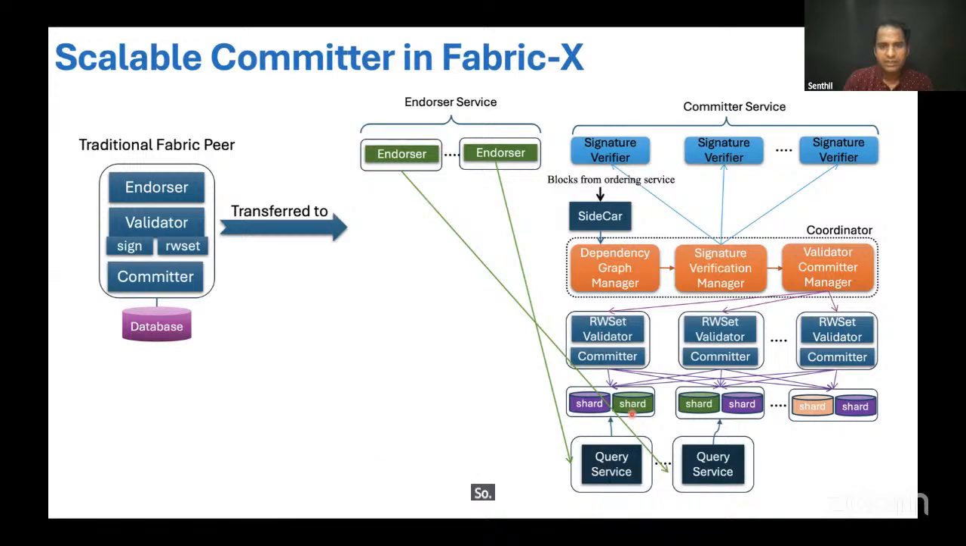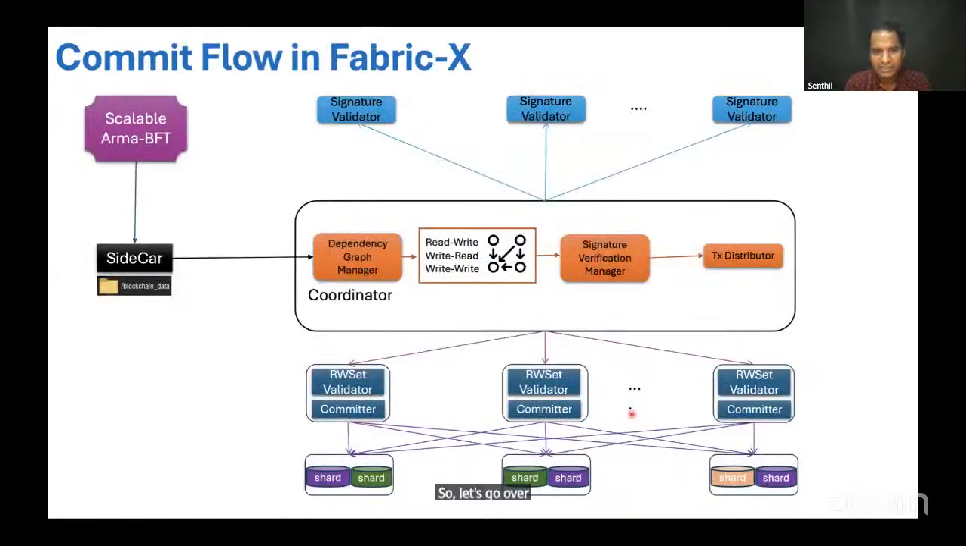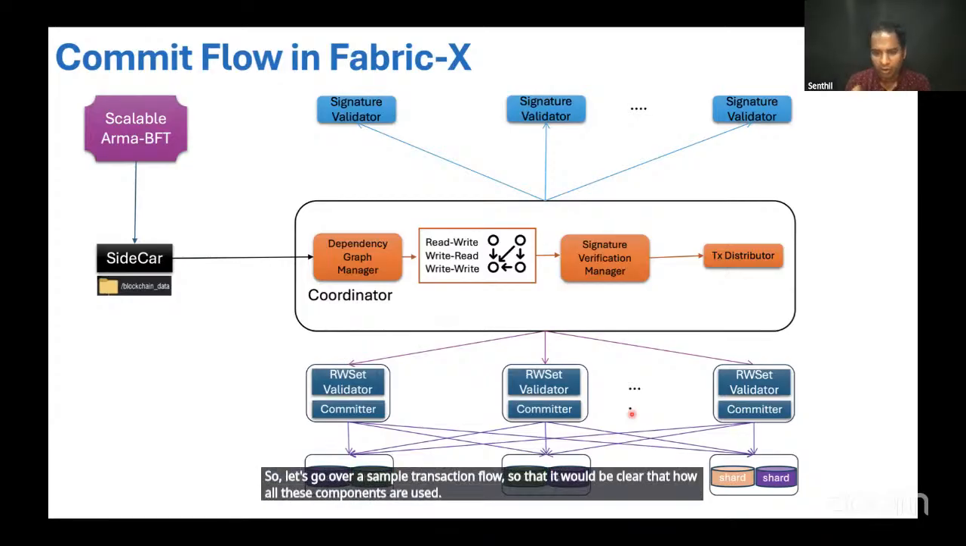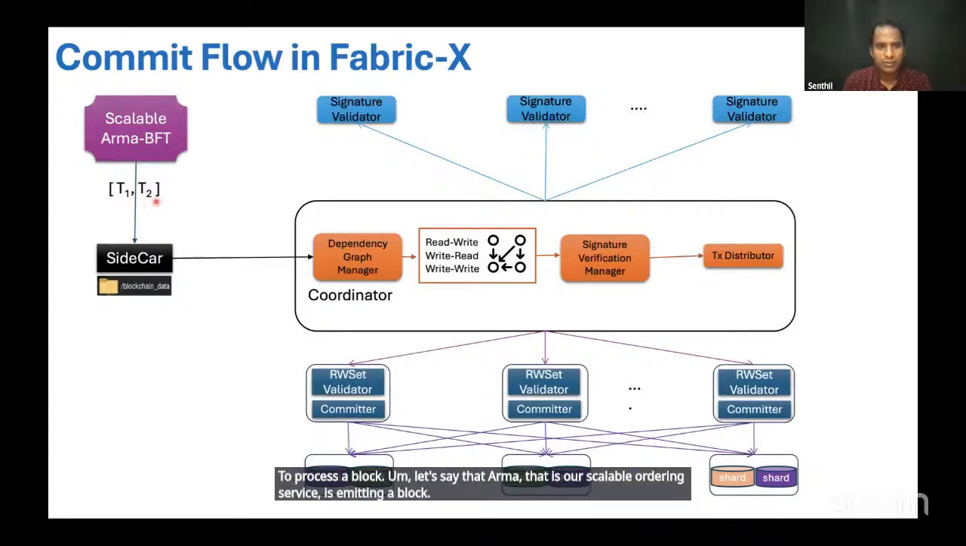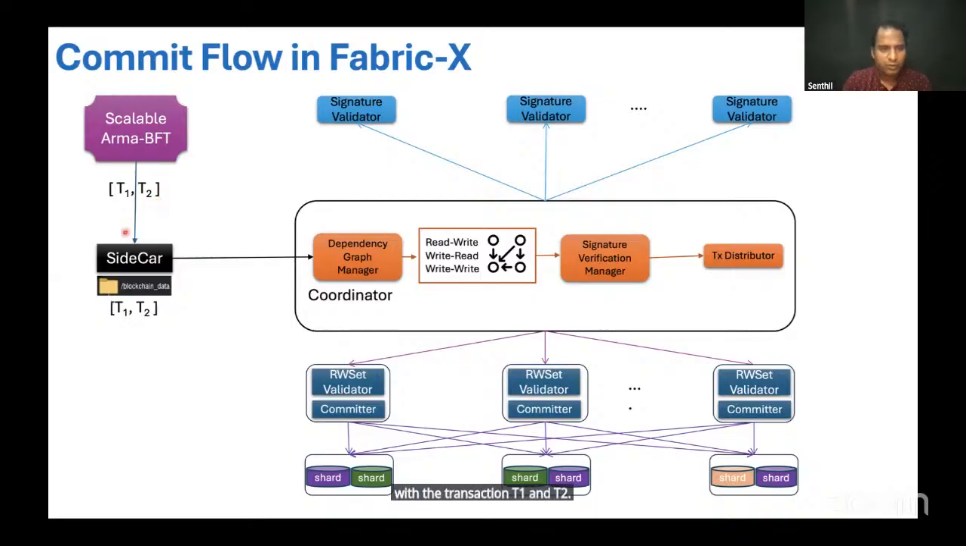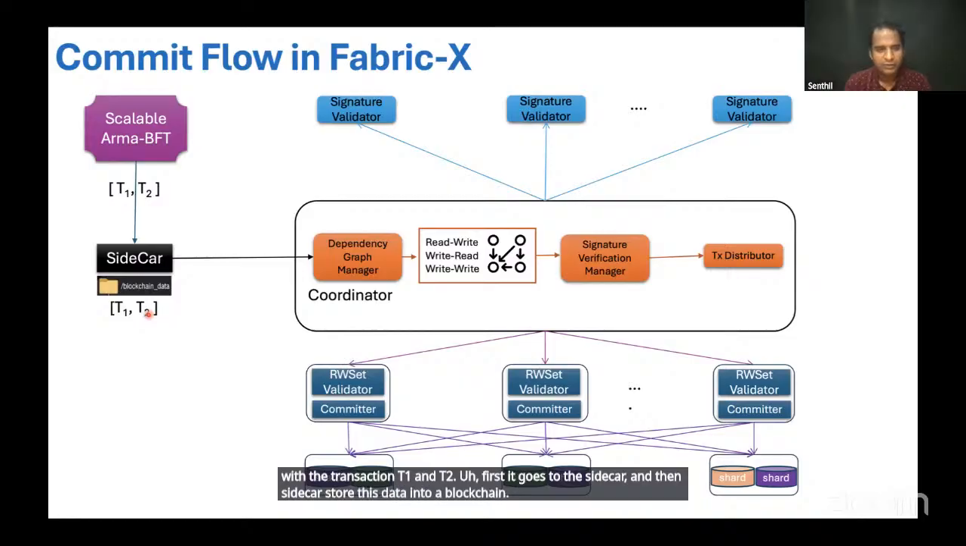So let's go over a sample transaction flow so that it would be clear how all these components are used to process a block. Let's say that ARMA, that is our scalable ordering service, is emitting a block with transaction T1 and T2. First, it goes to the sidecar, and then sidecar stores this data into a blockchain. So this is the same as our block store in Fabric. It's an append-only file system where we store the blocks.